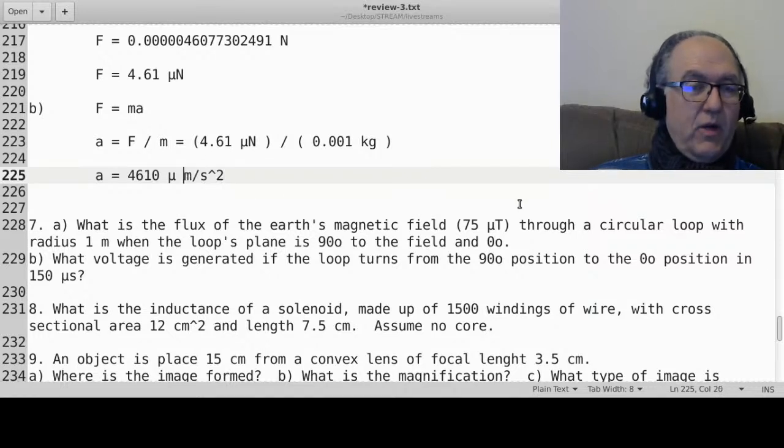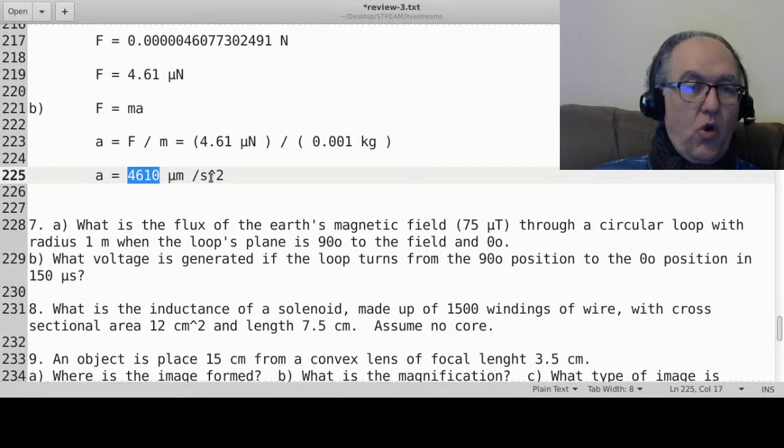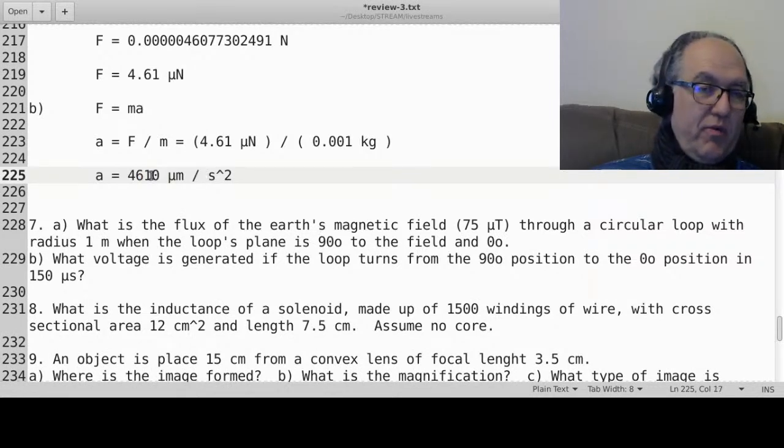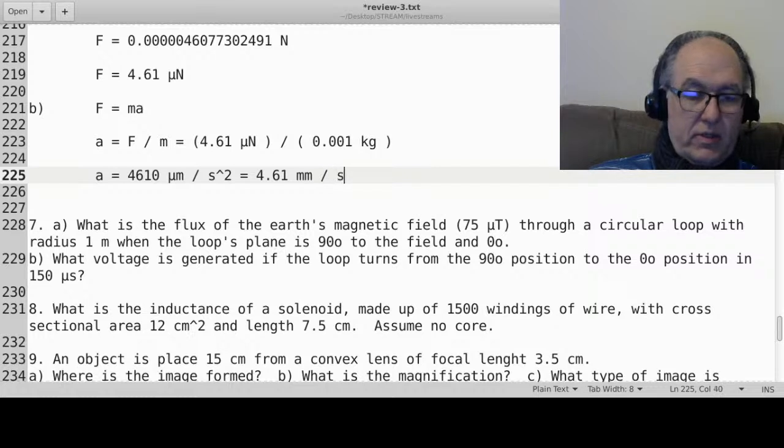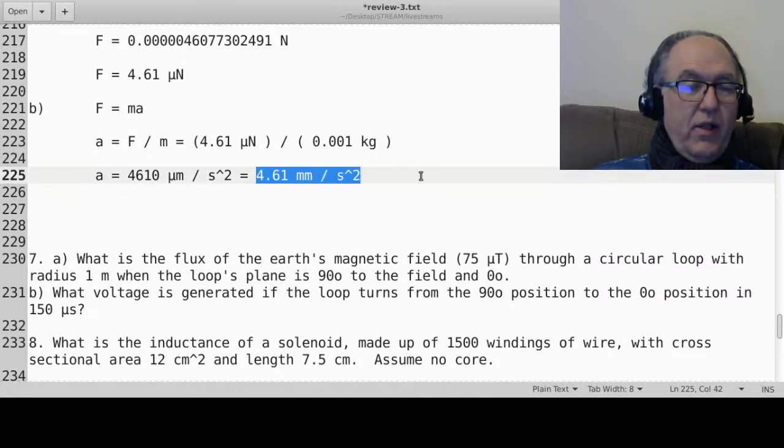Okay, so I hope I didn't go too fast there, but basically this is saying 4,610 micrometers per second squared is the acceleration. Or if we move the decimal over 3, 1, 2, 3, micro becomes milli. So 4.61 millimeters per second squared. Okay, so there's your acceleration. All right, very, very small acceleration.